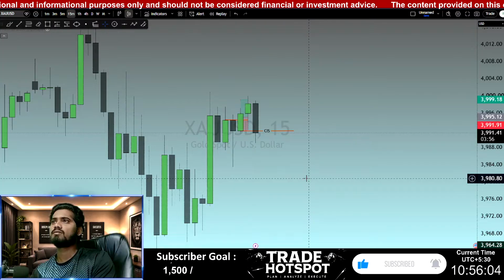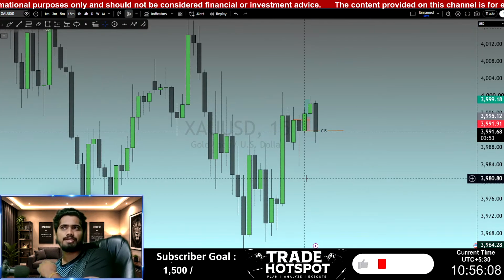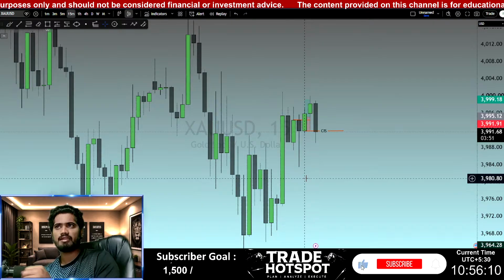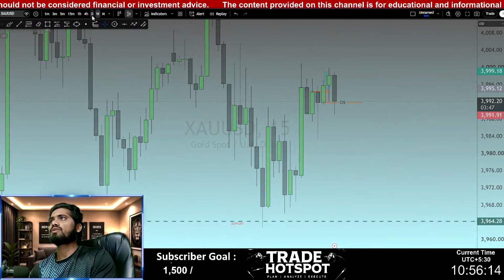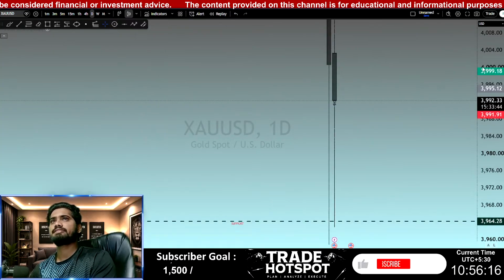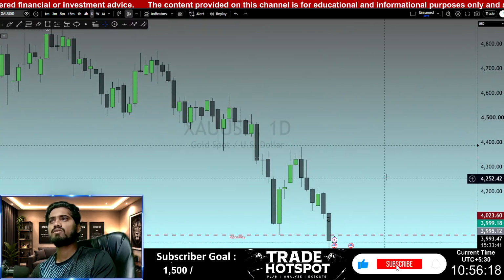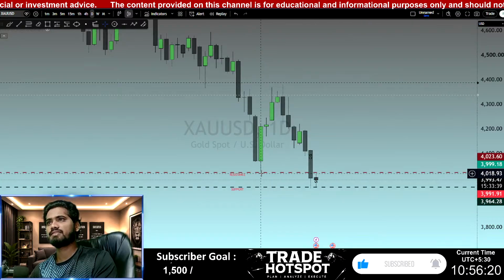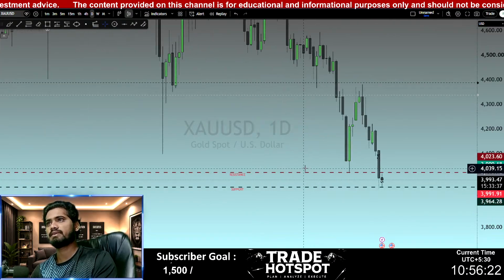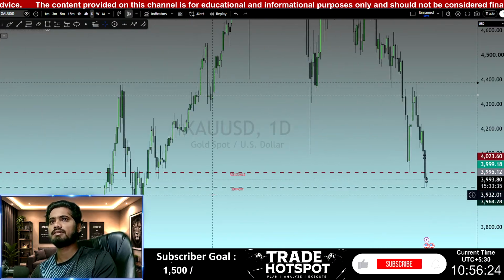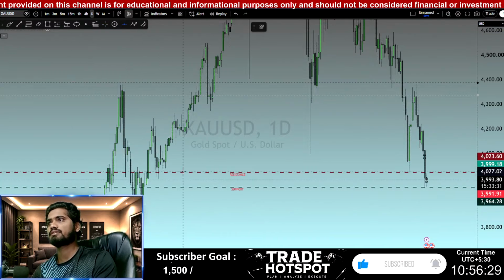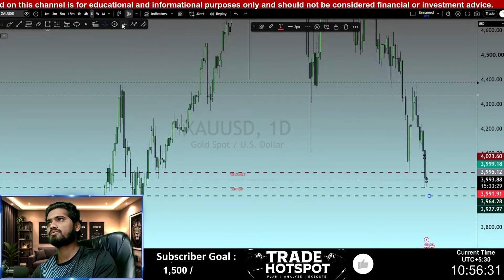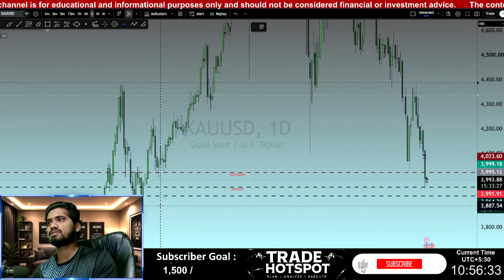But I'm waiting here. My small scalp is already done, so I'm waiting here for a bigger trade. I can see the downside movement in the gold, because you can see here gold is continuously moving down. It's already taken the previous low from yesterday, and right now it can come here or here, to this level or this level.